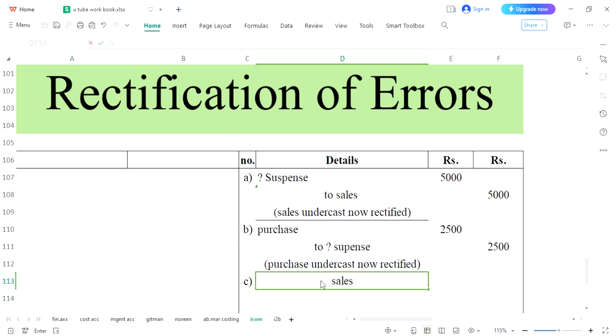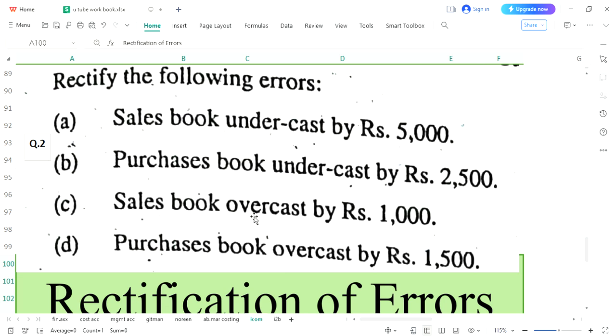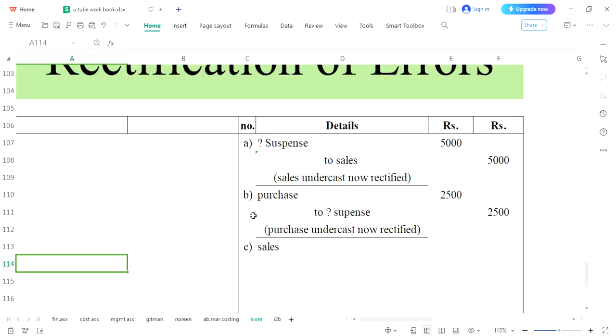So here you will write sales on debit side. I'm repeating. First you will decide what is the original side. In case original side was credit, in case of overcast, you will choose the opposite side. Opposite side of credit is debit. So you have written it over here.